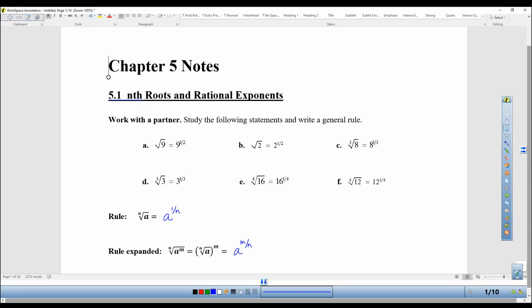The key is to realize that in either case, if n is the root, that's what goes in the denominator. So if a doesn't have an exponent, which would mean by default it's 1, then it would be 1 over n. But if there's an exponent there, it's still an exponent. But the radical portion is always the denominator of the exponent.